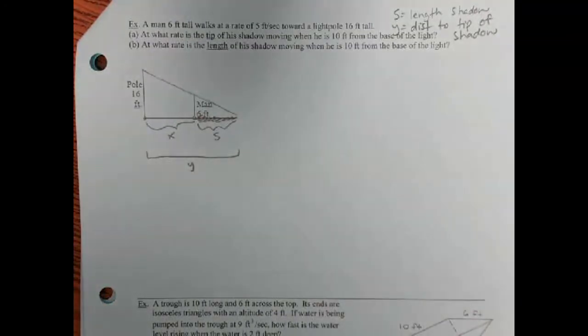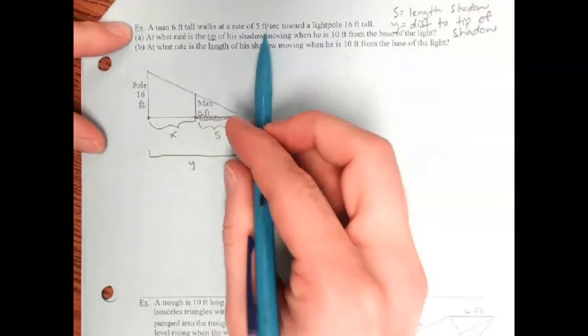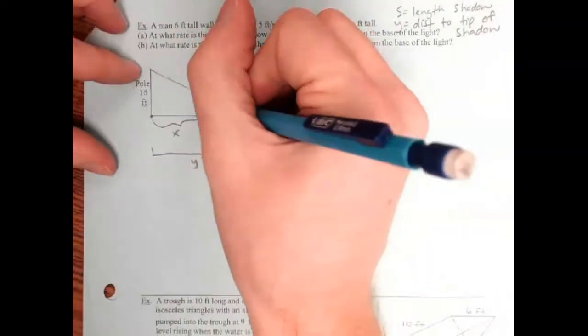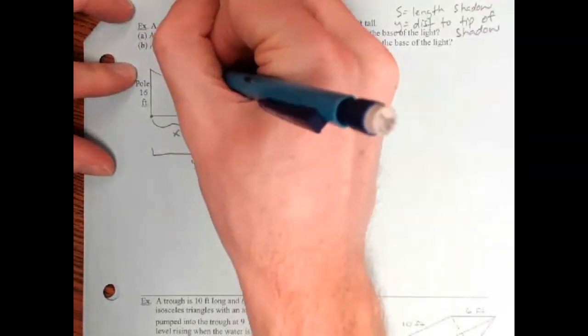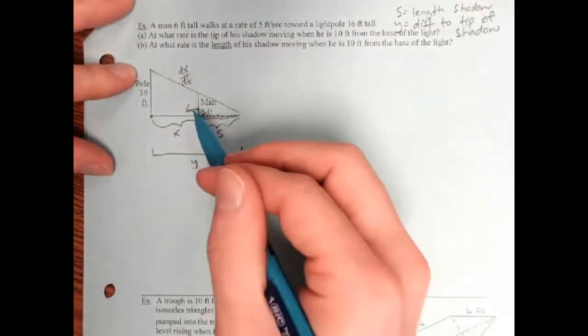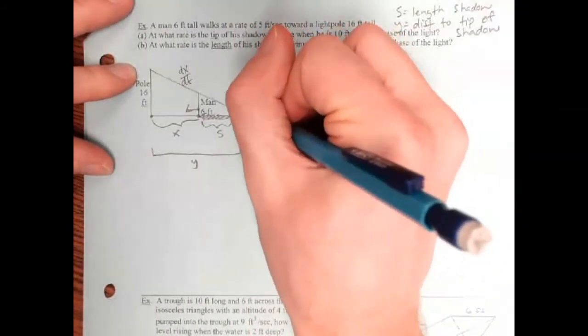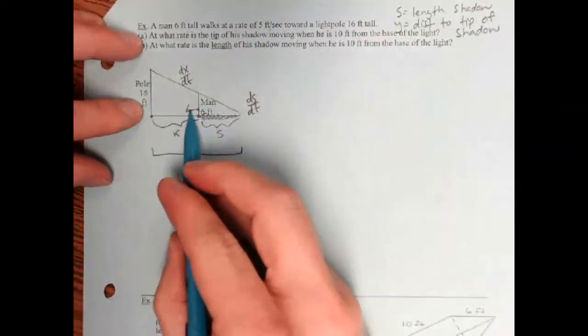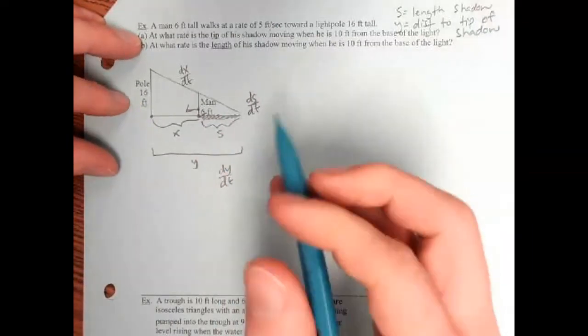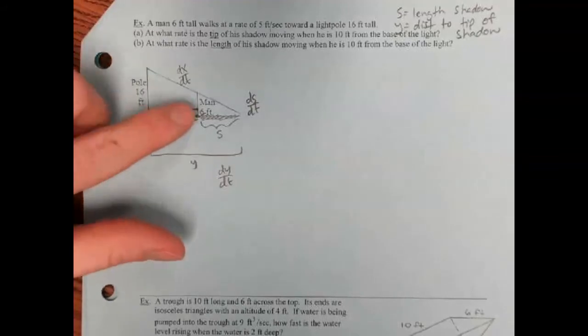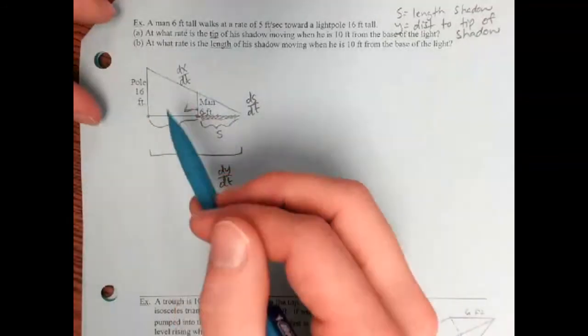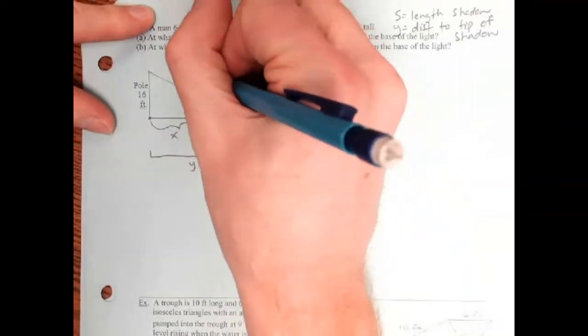Okay, so let's think about this. Let's label what we have. 6 is already there. He's walking 5 feet per second. And obviously, as this guy walks, the x value is going to be changing, so dx/dt, and then as he walks, the shadow is going to be changing, so ds/dt, and of course the dy/dt. Y is also going to be changing. So they're all variables. The only thing that doesn't change is the height of the pole and the height of the guy. The dx/dt is -5, since x is decreasing. He's walking towards the light post, so that x value is getting smaller.